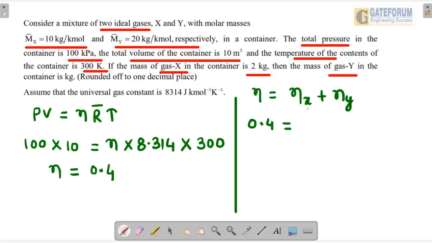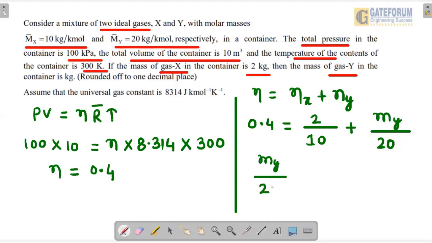Number of moles is mass divided by molecular mass. So for X, the mass is 2 kg, so 2 by 10. That is the number of moles of X, and here the mass is My upon the molecular mass 20. Once you solve, this is 0.2, meaning My by 20 is equal to 0.2. So this My you are going to get 4 kg, right? This is the right answer, 4 kg. Absolutely right answer, very easy problem. So this is the way we can calculate this.